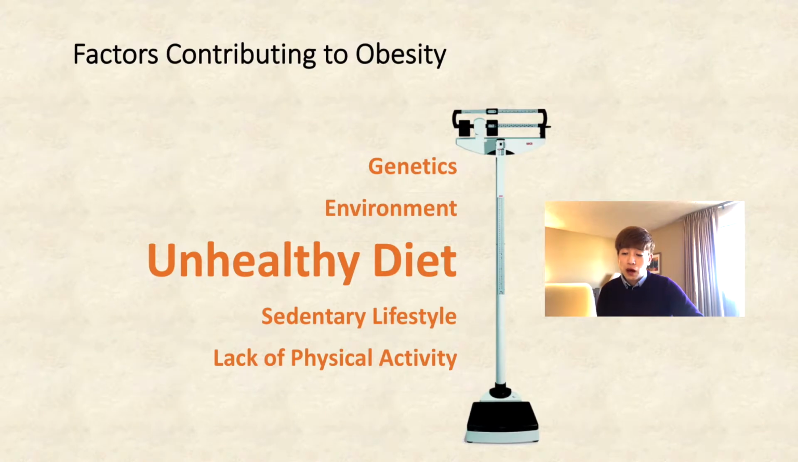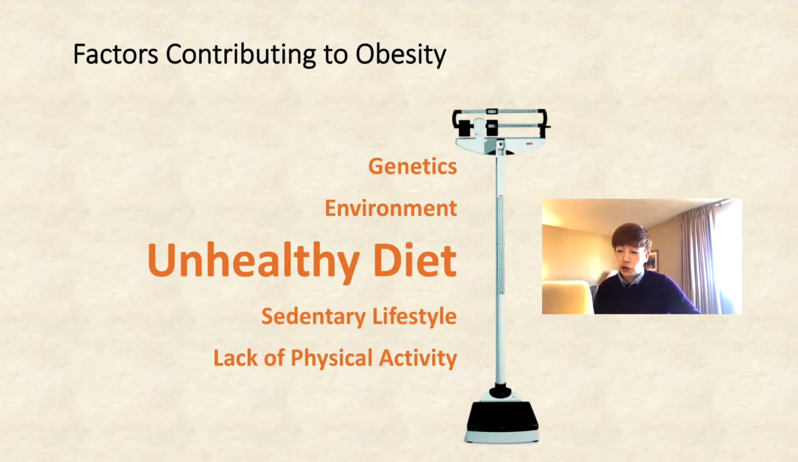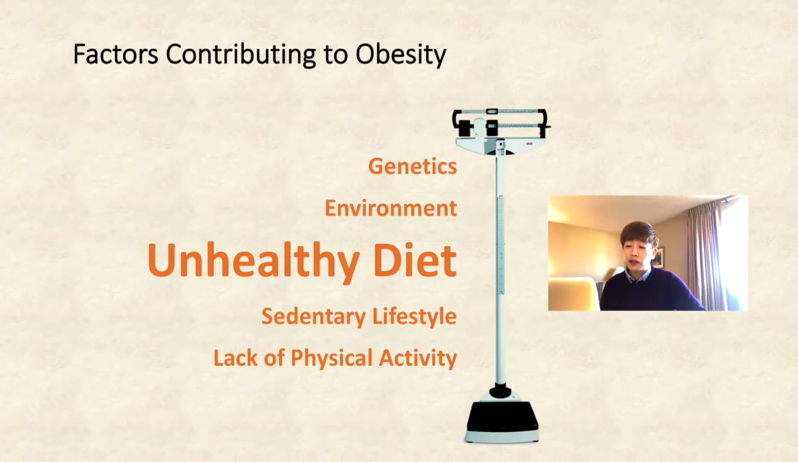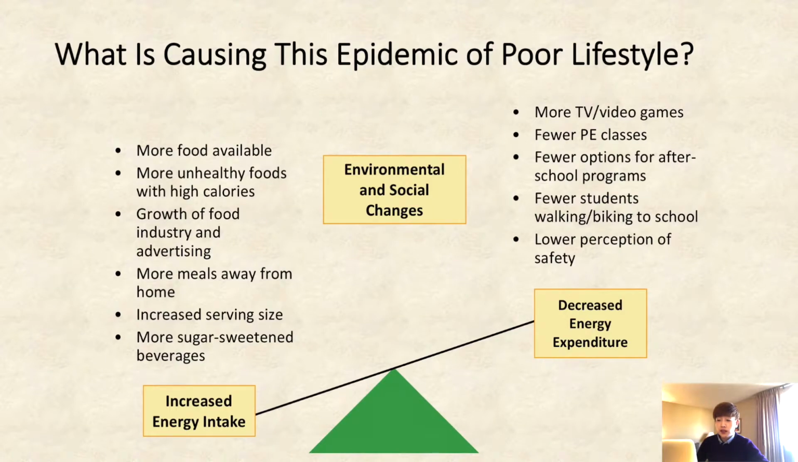We know that unhealthy diet, poor nutrition choice, is one of the main factors contributing to obesity, which results from the energy imbalance. What is causing this epidemic? Body weight is maintained by balancing energy intake, which is food, with energy output, which is physical activity. If you put more in than goes out, you gain weight. So small imbalances add up over a long period of time.